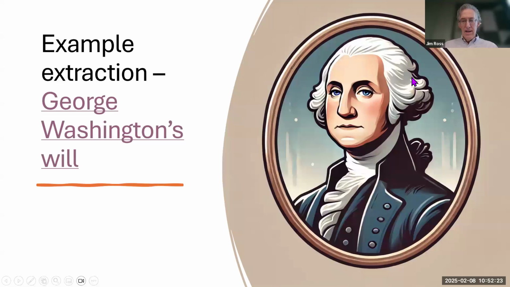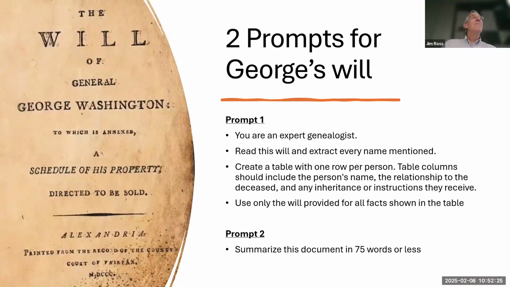I'm going to ask it to do two things. I'm going to say you're an expert genealogist. Remember the role. Please read this will and extract every name mentioned. Create a table with one row per person. Table columns should include the person's name, the relationship to the deceased, and any inheritance or instructions they receive. Use only the will provided for all the facts shown in the table. And then the follow-up prompt is going to be: summarize this document in 75 words or less.